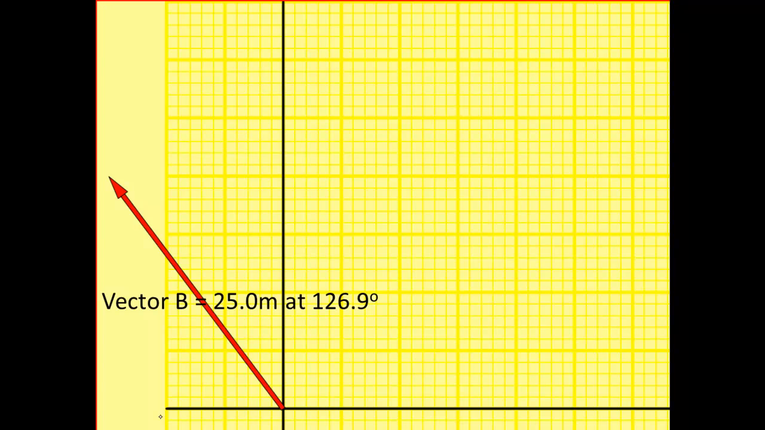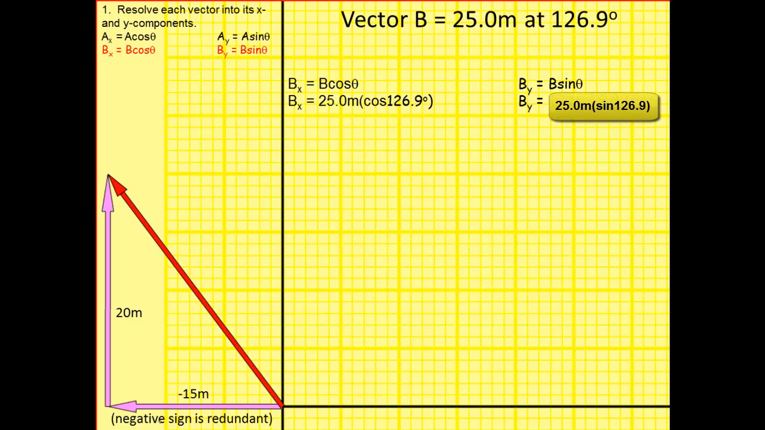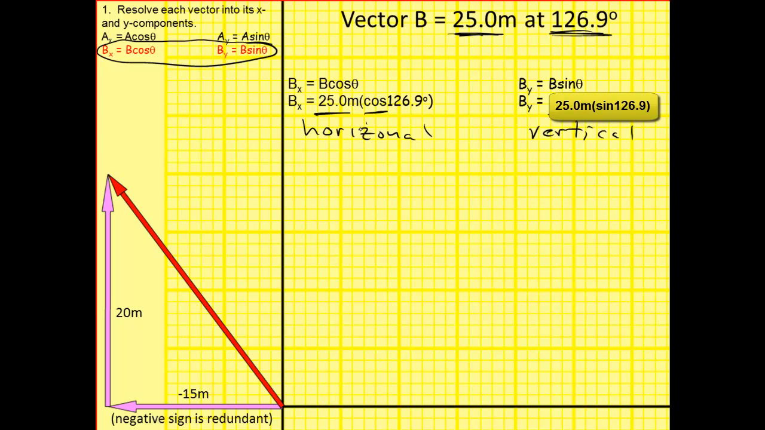Okay. Now let's go back to our B vector. Remember, we said it was 25 meters at 126.9 degrees. Now we're going to use our B equation, which is essentially the same thing as our A equation, but for a different vector. So for our 25 meters at 126.9 degrees, we're going to take the cosine of the 126.9 degrees and multiply it times the 25 meters. The same thing on the other side, but this time for the vertical, we will use the sine function.